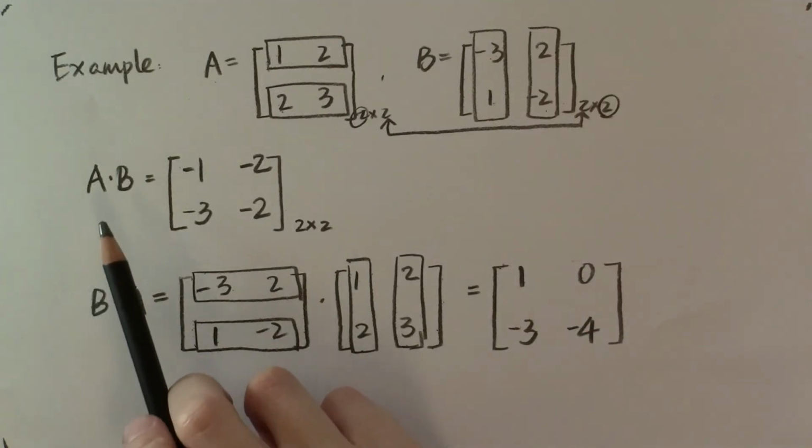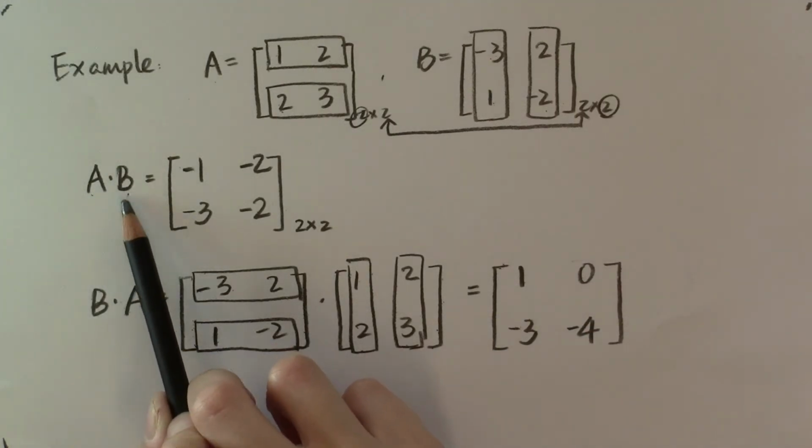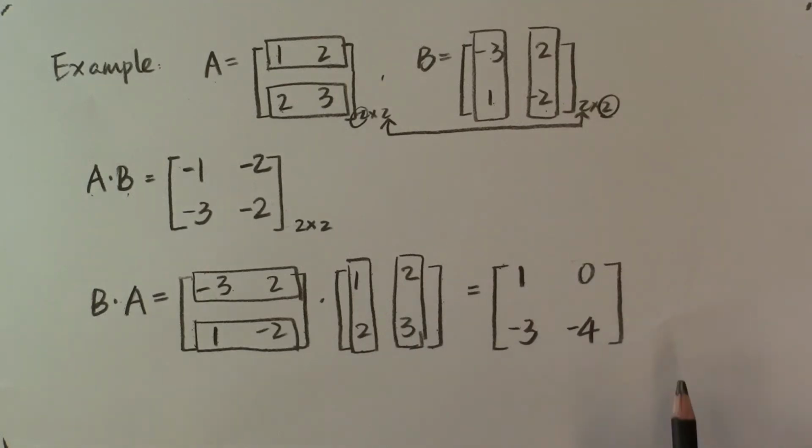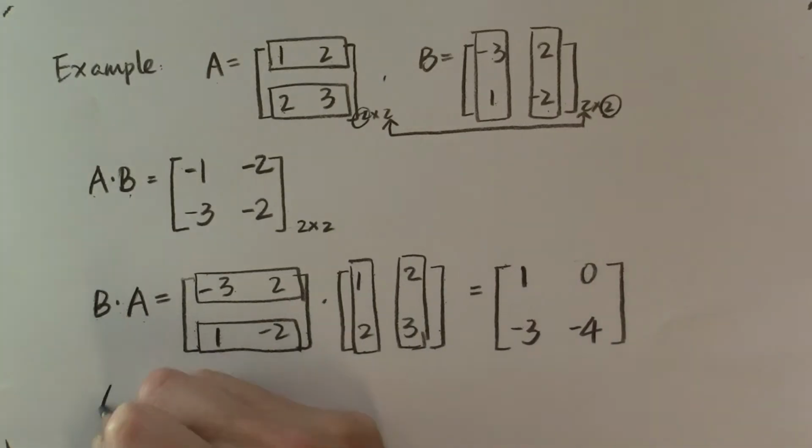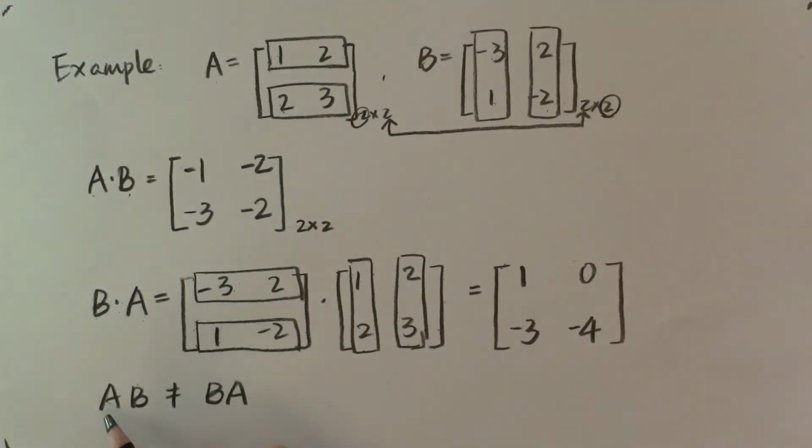You can see that the product A times B is a different matrix from the product B times A. This is generally true for most matrices. The order of multiplication cannot be switched for matrices.